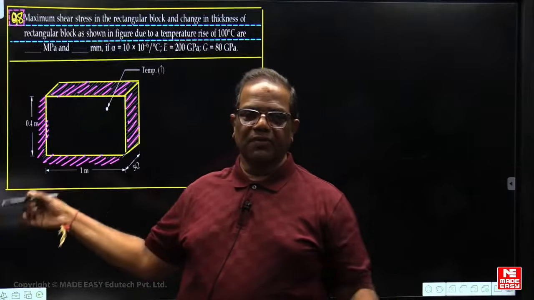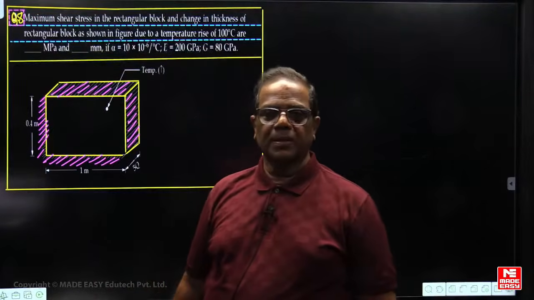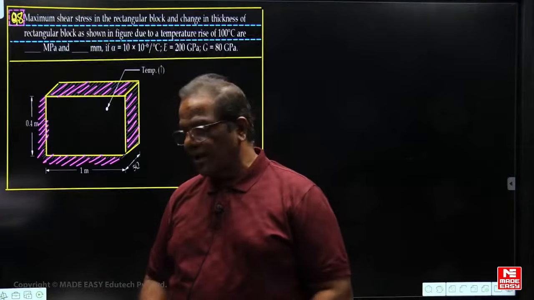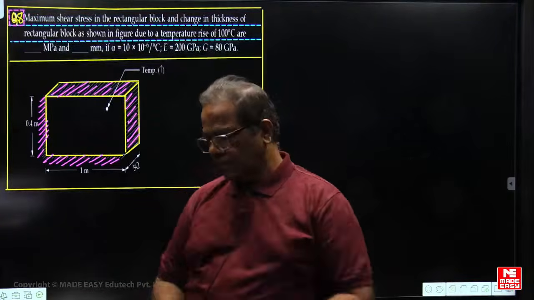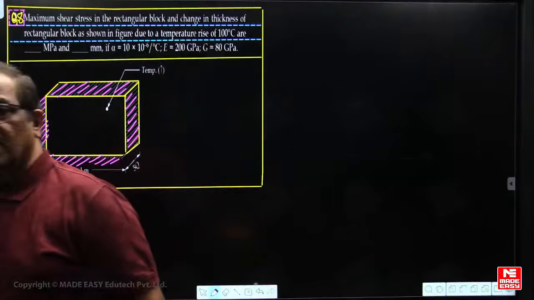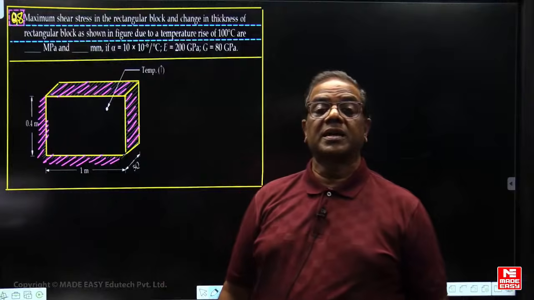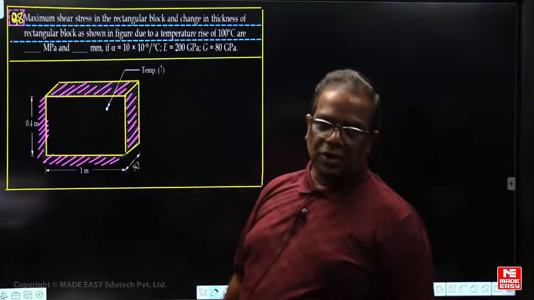This type of questions are available in the Karnataka textbooks till 2025. GATE 2025, they are given the questions either restricted in one direction or restricted in three directions, but it is restricted in two directions.